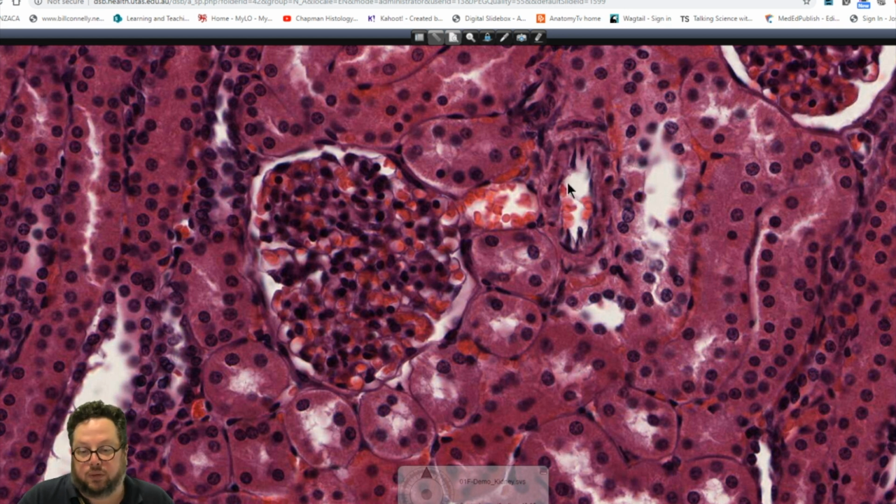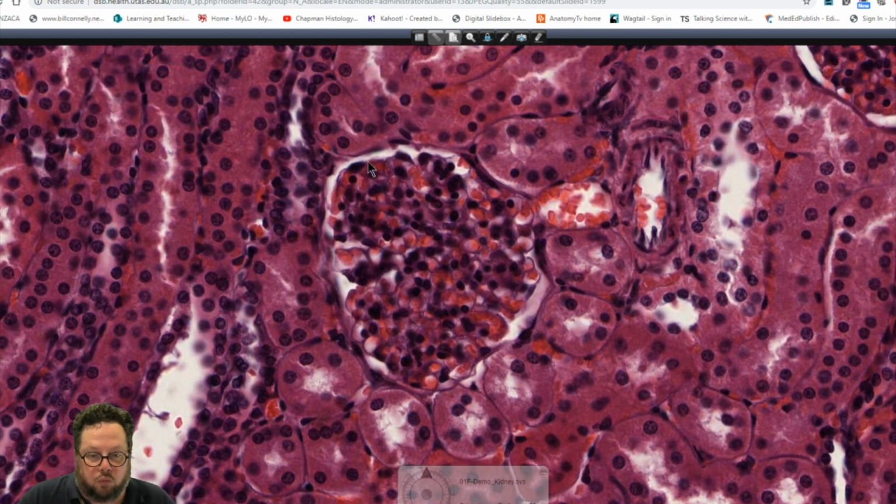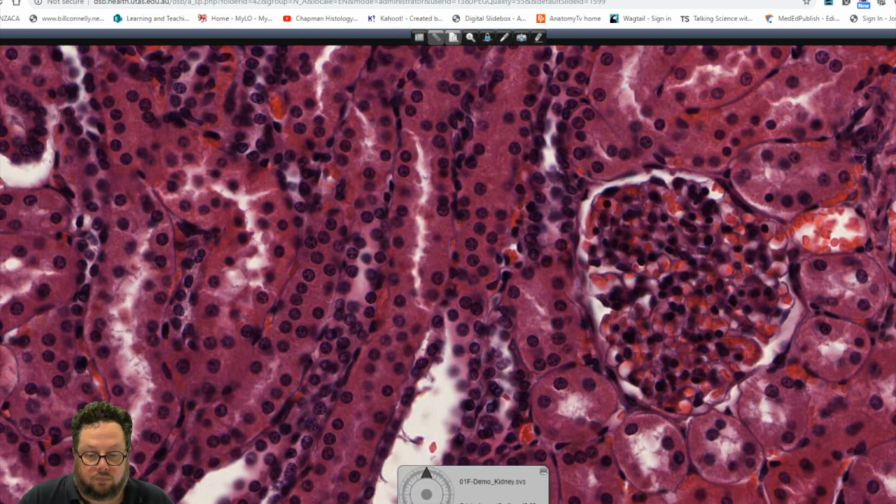But trying to distinguish between the afferent and efferent is a little bit tricky. You need a really nice section here. And this has got nice examples of our parietal layer of Bowman's capsule out here. And then any more rounded cell on the surface would be part of our podocytes.